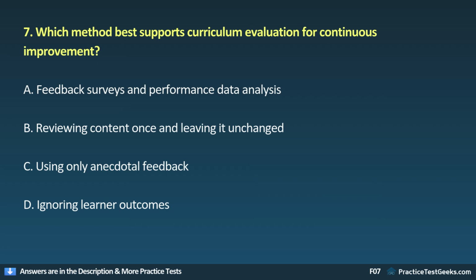7. Which method best supports curriculum evaluation for continuous improvement? A. Feedback surveys and performance data analysis. B. Reviewing content once and leaving it unchanged. C. Using only anecdotal feedback. D. Ignoring learner outcomes.